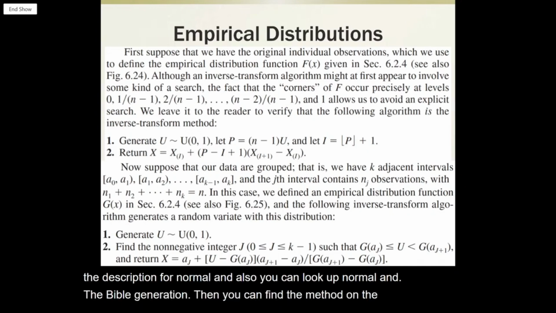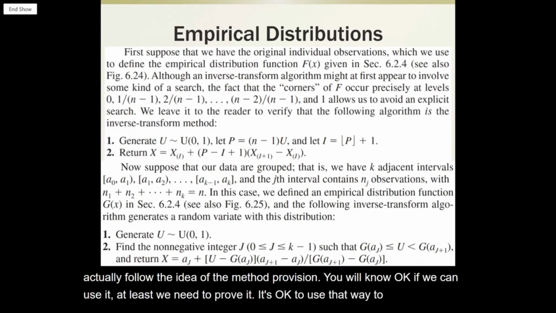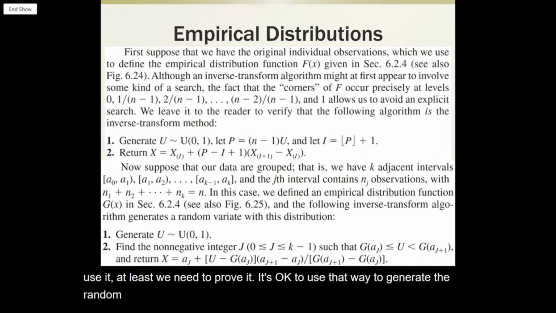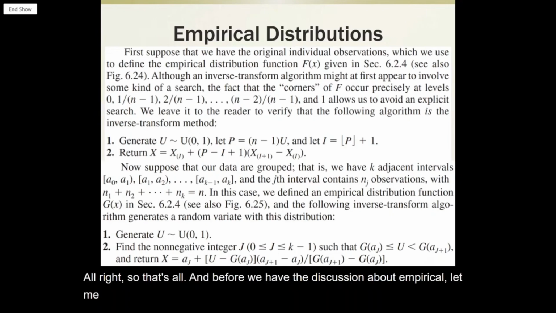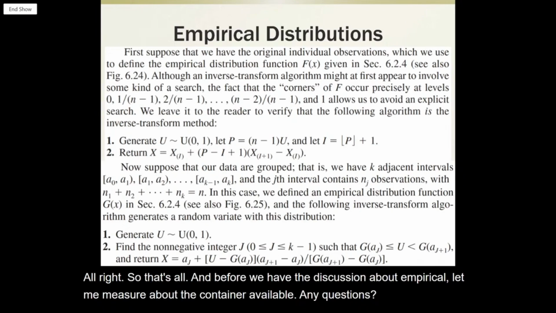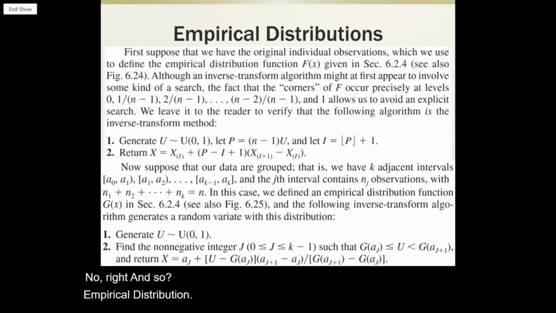Actually, follow the idea of the method provision. You will know, okay, if we can use it, at least we need to prove it. It's okay to use that way to generate the random variable. All right, so that's all. And before we have the discussion about empirical, let me make sure about the continuous random variable. Any questions? No, right? If so, empirical distribution, which method we can apply?